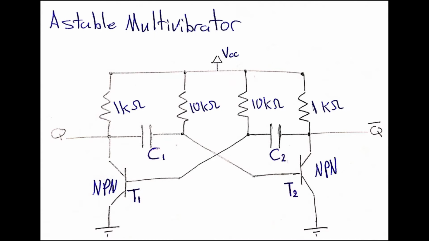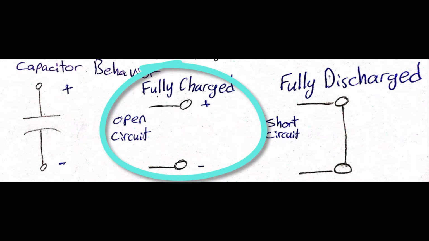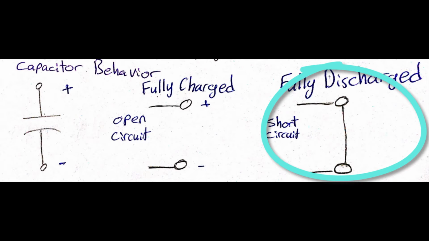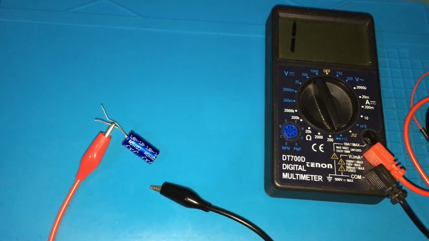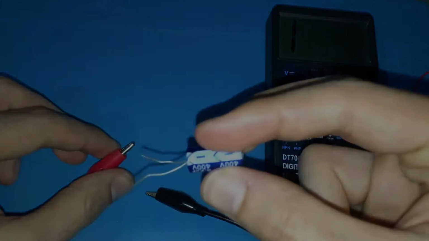Before diving into the concept behind this circuit, let's agree on the fact that capacitors are considered as open circuit while they are fully charged and short circuit when they are fully discharged. To show you this in practice, I conducted a simple experiment where I set the multimeter on continuity test and connected its probes to the capacitor leads after flipping it.